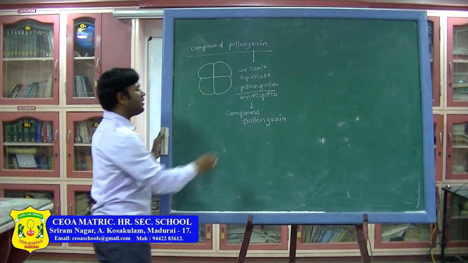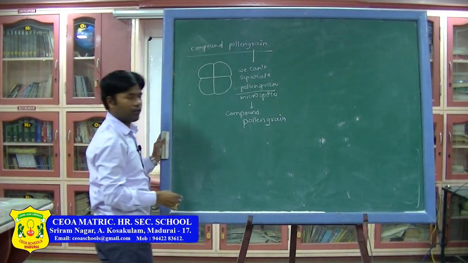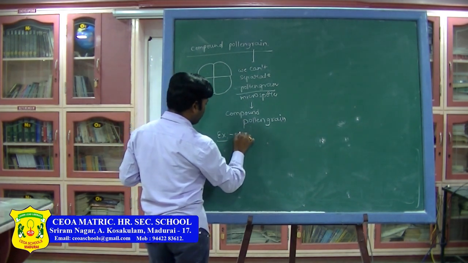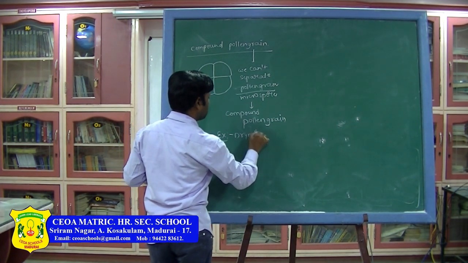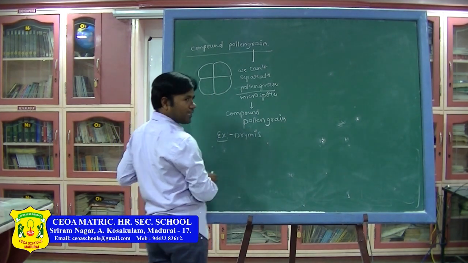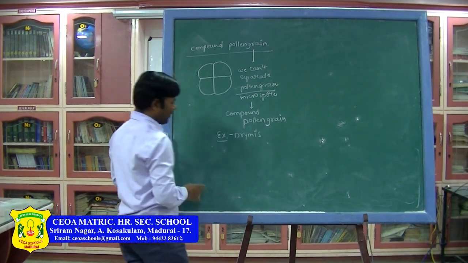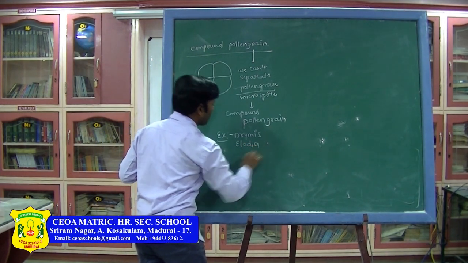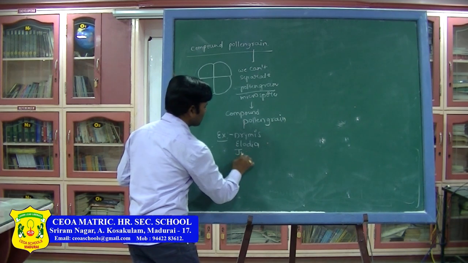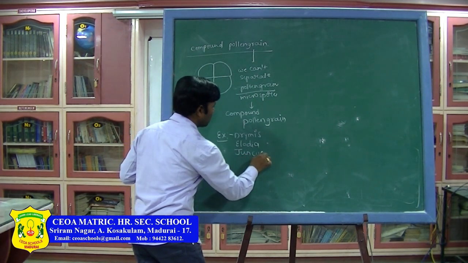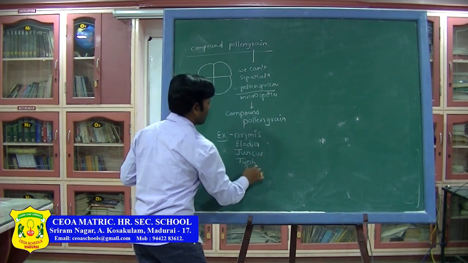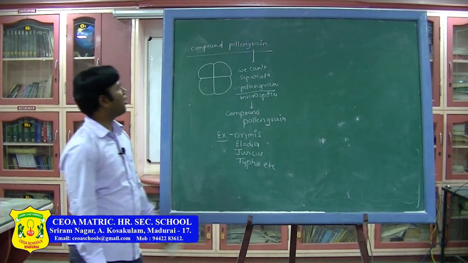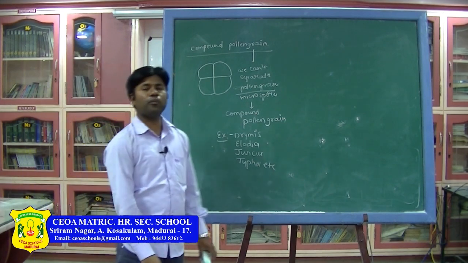So, where do you find this compound pollen grain? Examples: Dremis, Dianthus, Elodia, Juncus, Typha, etc. In these plants we are able to see compound pollen grain. So, what is the compound pollen grain?